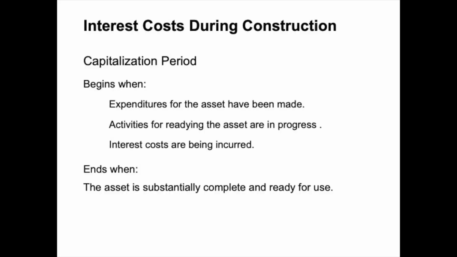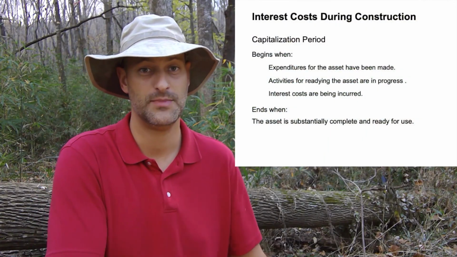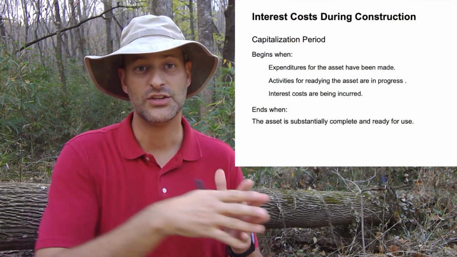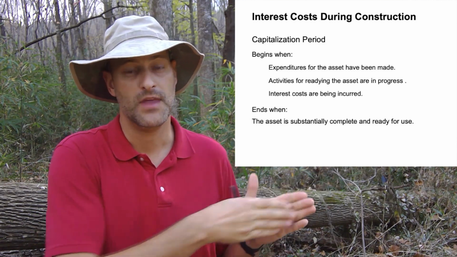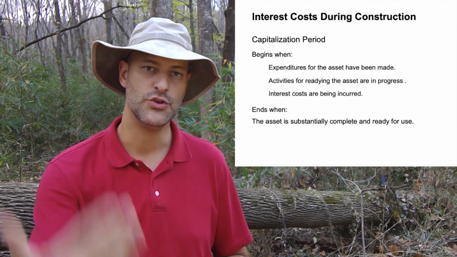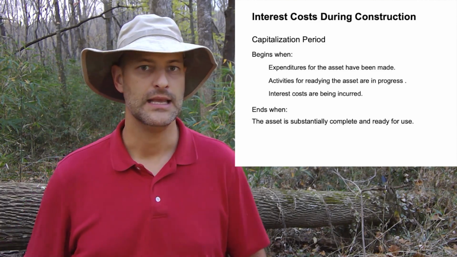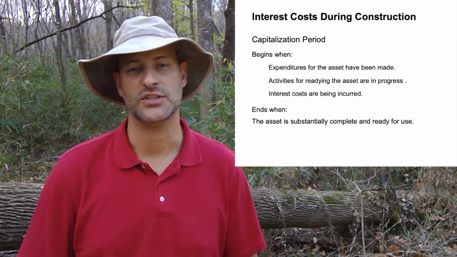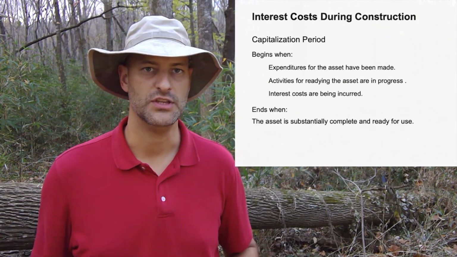So now we're going to deal with the capitalization period. So when do we start capitalizing these expenses? Well, we start when the expenditures for the asset have been made or have started. That's when we start capitalizing the interest associated with those expenses. And we get to do this during the period of, say, construction. Once the equipment is ready to use, we stop capitalizing the interest costs, just like we stop capitalizing the other costs associated with the asset.